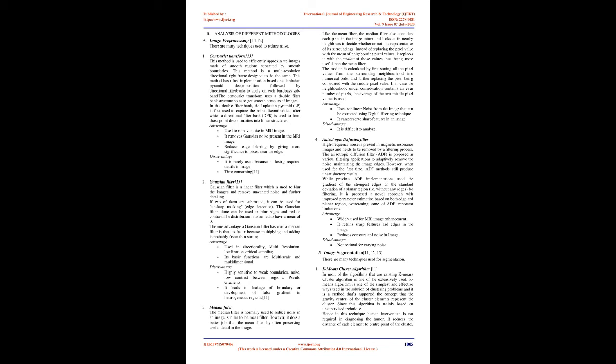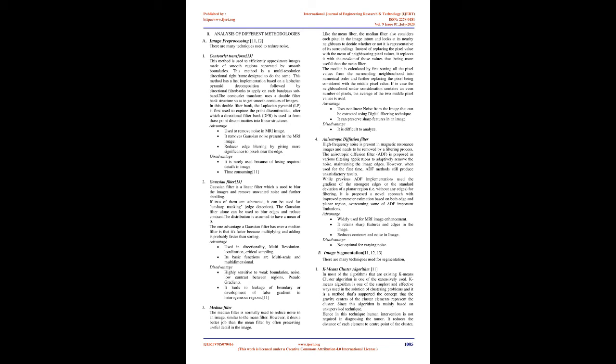3. Median filter. The median filter is normally used to reduce noise in an image, similar to the mean filter. However, it does a better job than the mean filter by often preserving useful detail in the image. Like the mean filter, the median filter also considers each pixel in the image in turn and looks at its nearby neighbors to decide whether or not it is representative of its surroundings. Instead of replacing the pixel value with the mean of neighboring pixel values, it replaces it with the median of those values, thus being more useful than the mean filter.